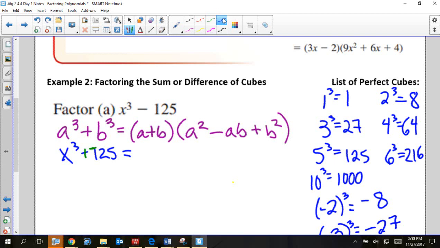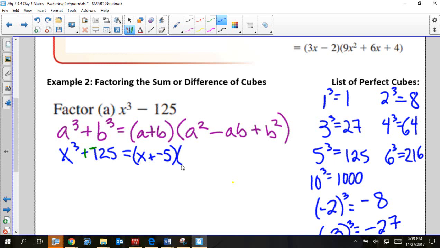The purple formula says a cubed plus b cubed, and then the first parenthesis is a plus b. So you ask yourself, what cubed is x cubed? What's the cube root? What cubed is x cubed? X. Plus what cubed is negative 125? What times what times what is negative 125? Negative 5. So what I did was I cube rooted, just like square rooted, only I cube rooted these, so I could find the first parenthesis.